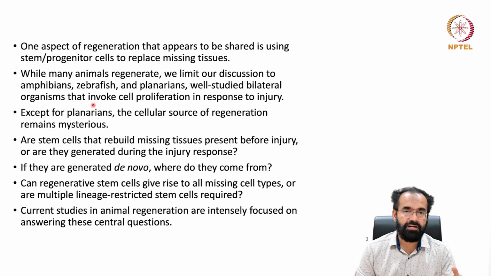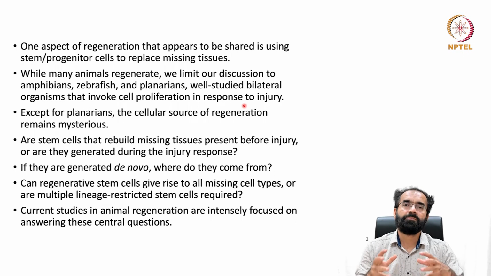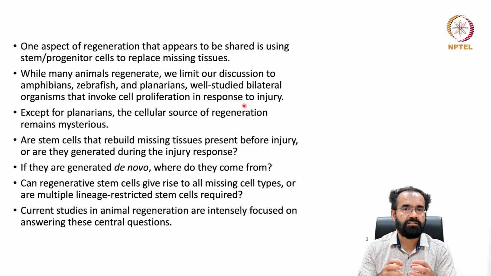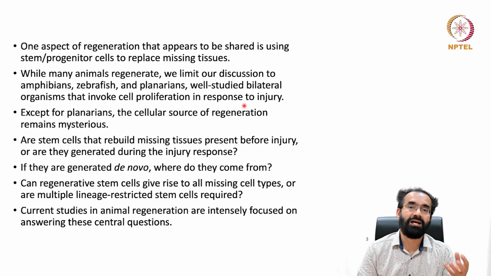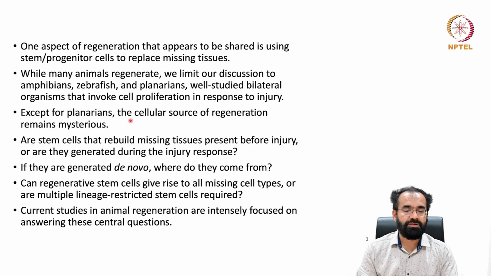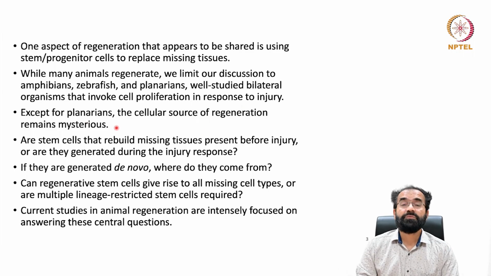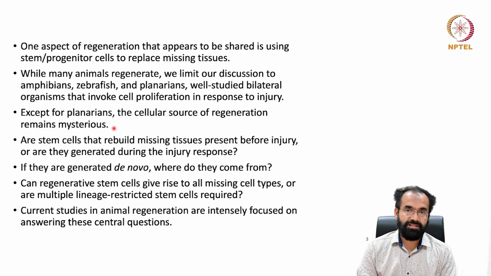because they are well-studied bilateral organisms, which show bilateral symmetry, and they invoke cell proliferation in response to injury. Say, Hydra has morphallaxis, which will rearrange the cells and form a miniature hydra, and then it keeps growing by cell proliferation. Whereas other animals form the so-called blastema, which is formed by cell proliferation, and it gives rise to the damaged tissue. Except for planarians, the cellular source of regeneration remains mysterious.